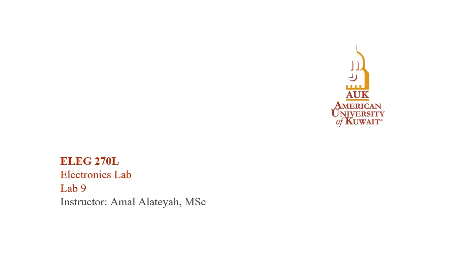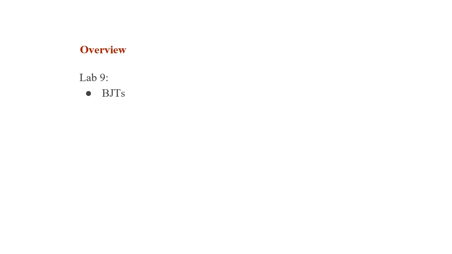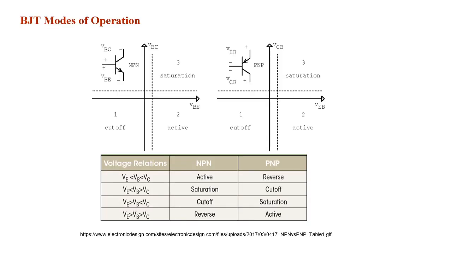Hello, this video covers the lecture part of Lab 9. In Lab 9, we aim to study bipolar junction transistors, or BJTs for short. There are two types of BJTs, the NPN transistor and the PNP transistor. In this lab, we're going to focus on NPN BJTs, and for each transistor, there are different operation regions. We're going to focus today on the active region, the saturation region, and the cutoff region for the NPN transistor.